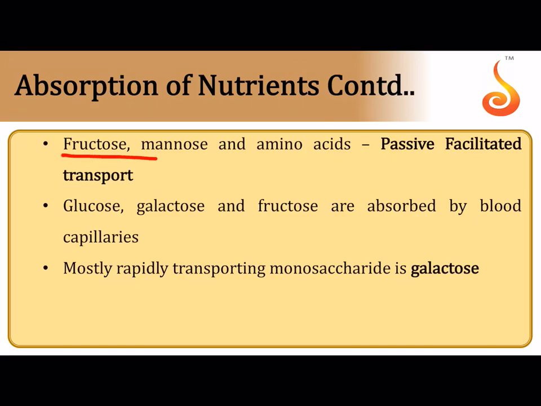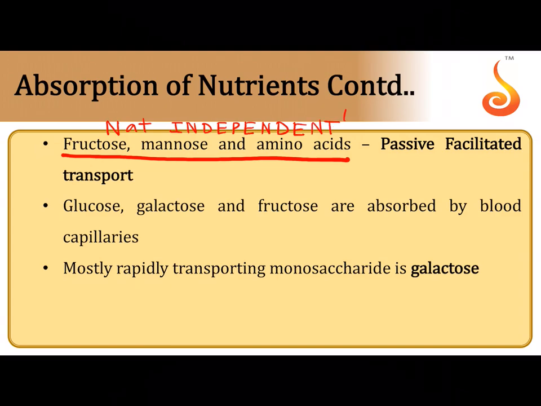Fructose, mannose and amino acids, even to enter into the cell, they don't need sodium. So we call this sodium independent absorption. There is absolutely no help taken by the sodium. So if sodium is not involved, there is no ATP involved. All of you remember, there is a direct link between entry of sodium into the cell and the consumption of energy in the form of ATP.